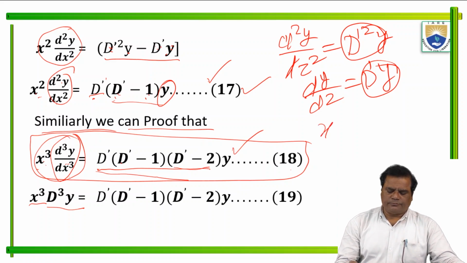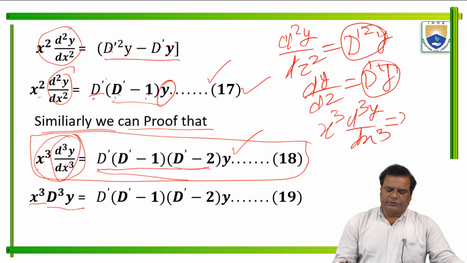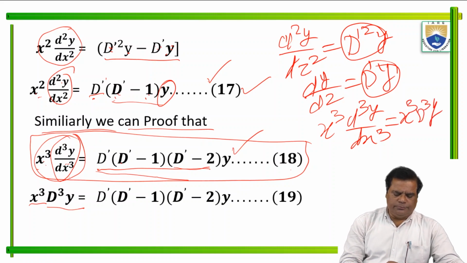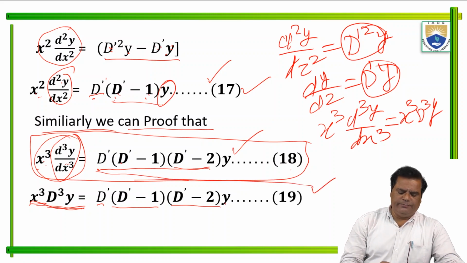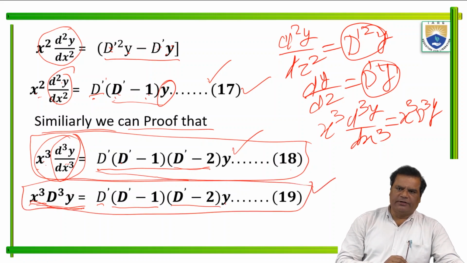So next is x cube d3y over dx3. The value of this result is D dash minus 1, D dash minus 2 into y. This is equation 19. I am using this formula 19 in our question.